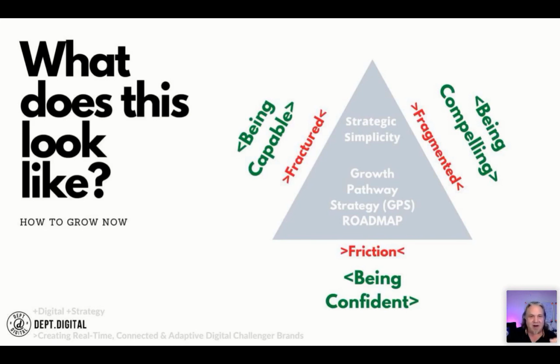So if things are fractured, what's the problem? How do we solve it? We become more capable. If things are looking fragmented, that's the frustration, that's the problem. How do we overcome that? We're being compelling. And if the problem and frustration is friction, what does that mean we need to do? We need to develop confidence in digital and online. And ultimately, within the triangle, this is what we need to develop. This is where we're headed: our growth pathway strategy roadmap. We want something easy, something we can do, and something simple, what I call strategic simplicity. This is where we're headed, by being capable, being compelling, and being confident.